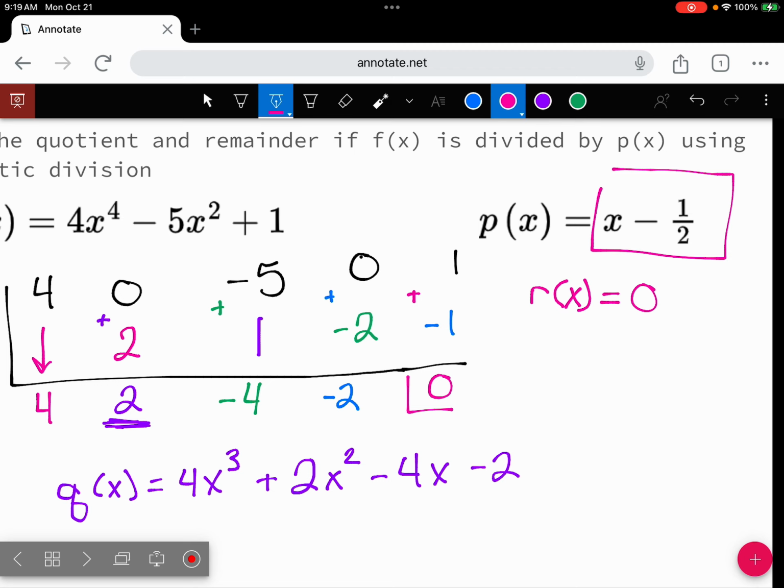Okay. Questions on this one? Okay, so there's a couple of strangely worded problems on the homework, so we're going to do a couple of them like that.